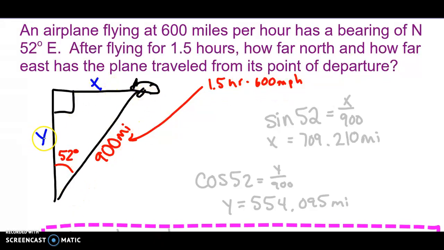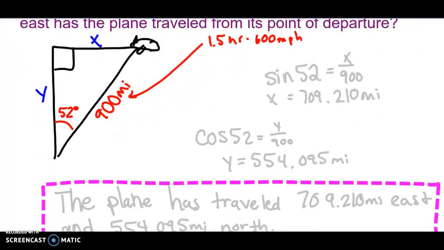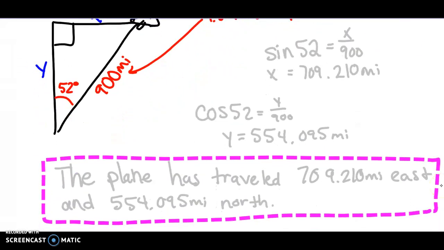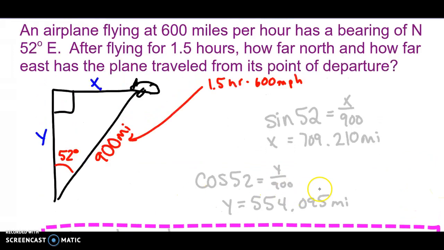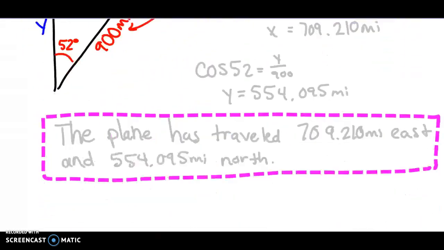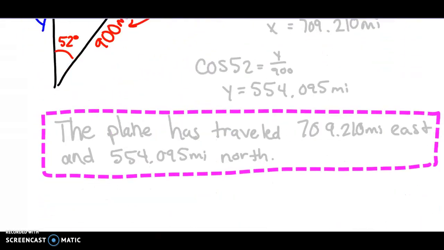So I'm solving for x and y. So I have two separate equations here. I said that the sine of 52 degrees is x over 900. So x here going east is 709.210 miles. And cosine of 52 is y over 900, so I got 554.095 miles. So to put it in word format is my answer. The plane has traveled 709.210 miles east and 554.095 miles north.